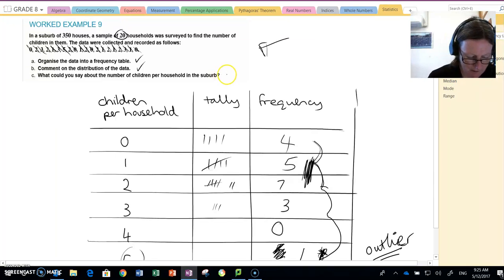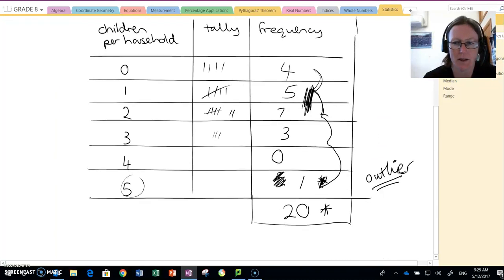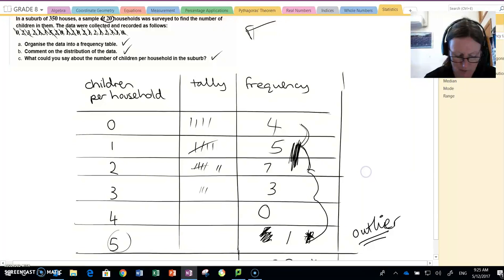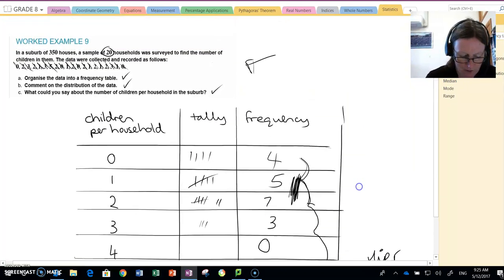So we've made a few comments. It was easier for us to comment once we had that information in a table. It was much easier to see how the data looked. So that's how we do a frequency distribution table.